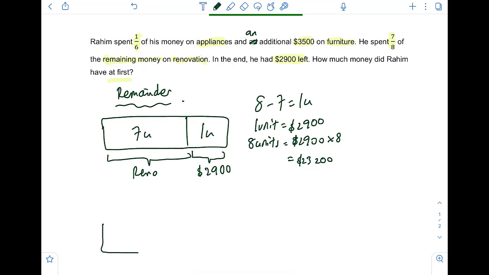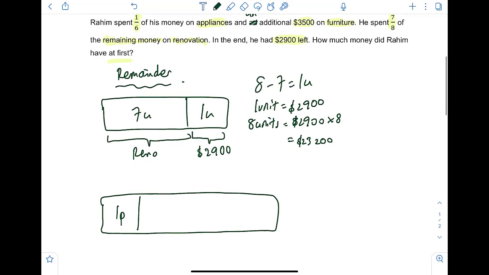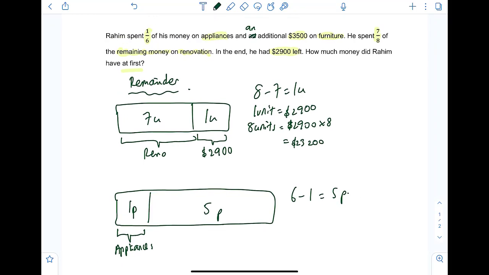So his money at the start was actually 6 parts. Out of the 6 parts, 1 part he used for appliances. So this part will be 5 parts then. 6 minus 1, there will be 5 parts. And 5 parts will represent that additional 3500 on furniture, plus the remaining amount of money that he has left after spending on the appliances and also the furniture.